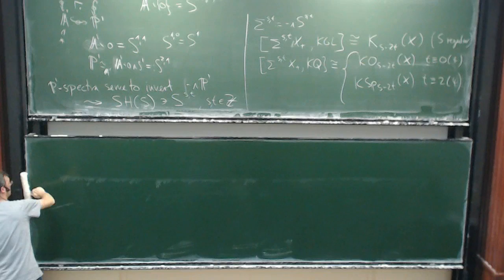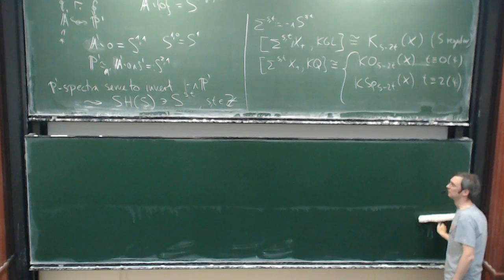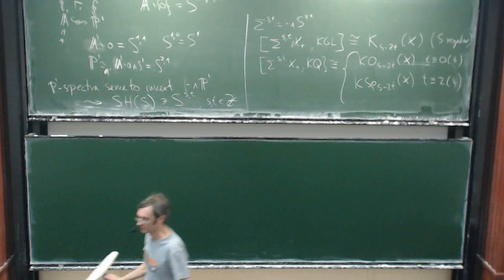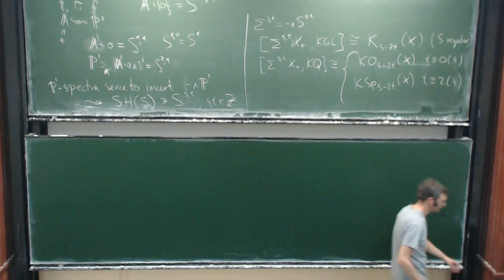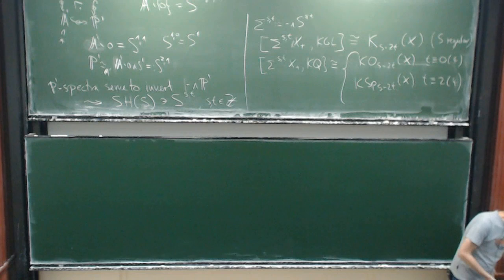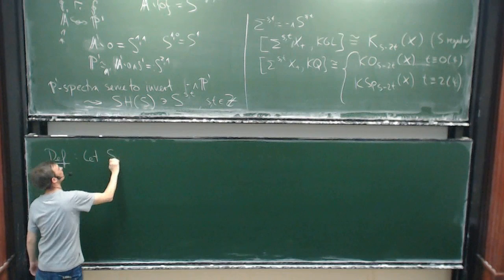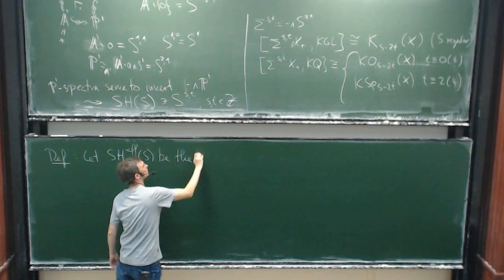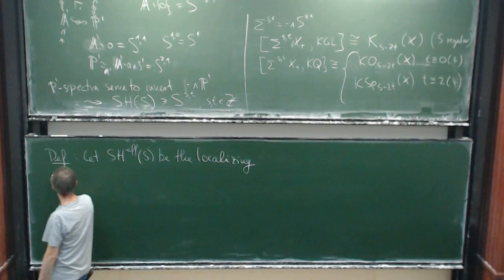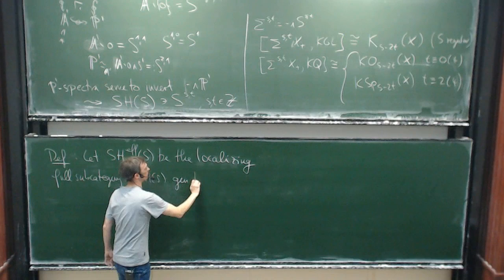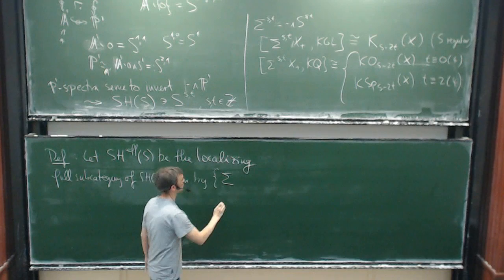Okay, I have to introduce at least one other P1 spectrum, but maybe I'll introduce the slice filtration first. I take the localizing full subcategory of the stable homotopy category over S generated by the following objects. I take suspension spectra of smooth schemes over S.